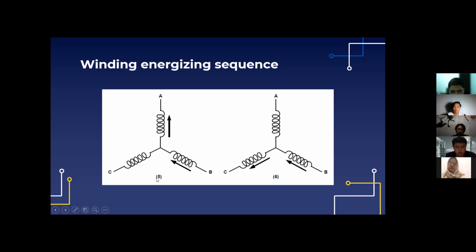And the fifth sequence is winding A is given negative voltage polarity, and winding B is given positive voltage polarity, so the current goes from B through A, with winding C deactivated. And the last sequence is winding B is given positive voltage polarity, and winding C is given negative voltage polarity, so the current goes from B through C, with winding A deactivated.